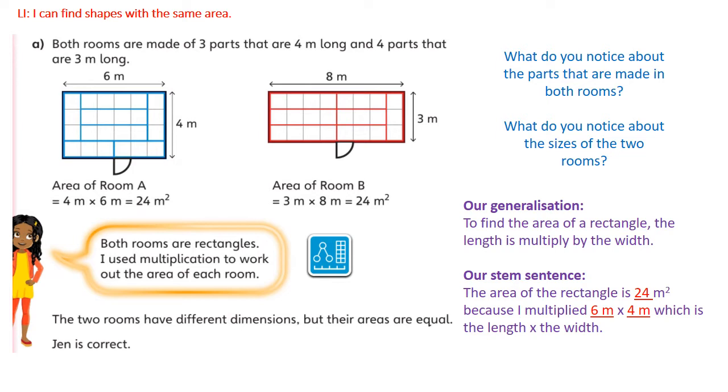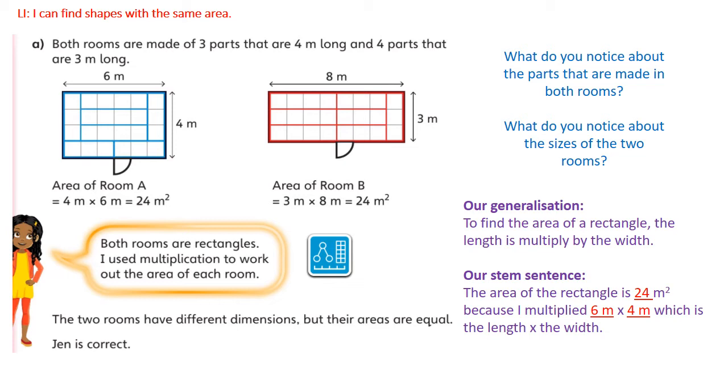We can count the number of squares along the top. So that's 6, and every square represents 1 metre. So that's 6 metres long in room A. So that's the length of the room. The width of the room is 4 squares, so that's 4 metres. So rather than counting all the squares, we can do 6 times 4, which equals 24. So I've timesed the length by the width to get the area.